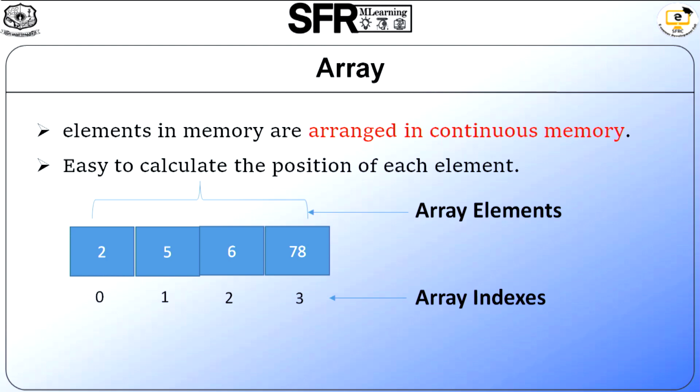If you want to access any particular element of the array, then you can use a simple formula. So base address, that is the starting address of the data, plus the data type size into the index we want to access. So it's easy for us to access the particular information. So it's easy for us to manipulate.